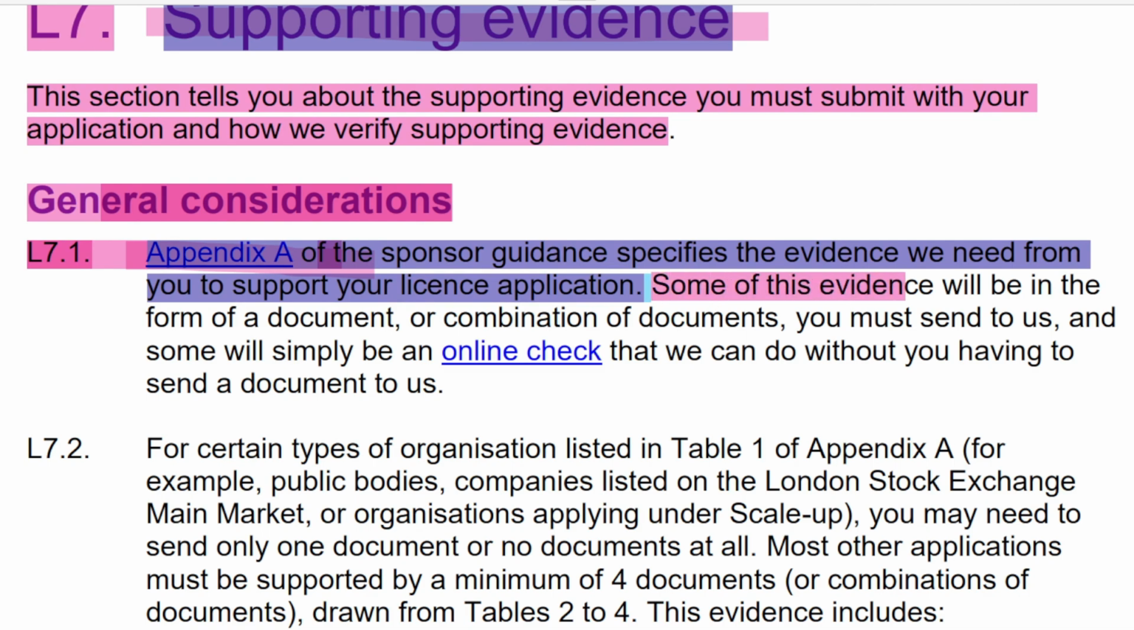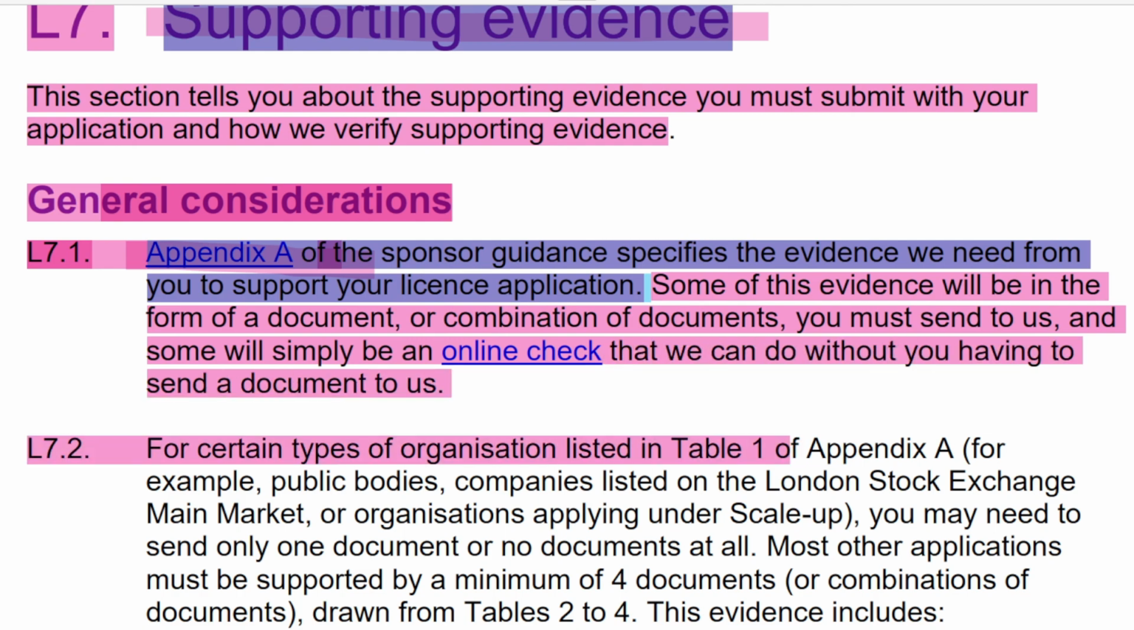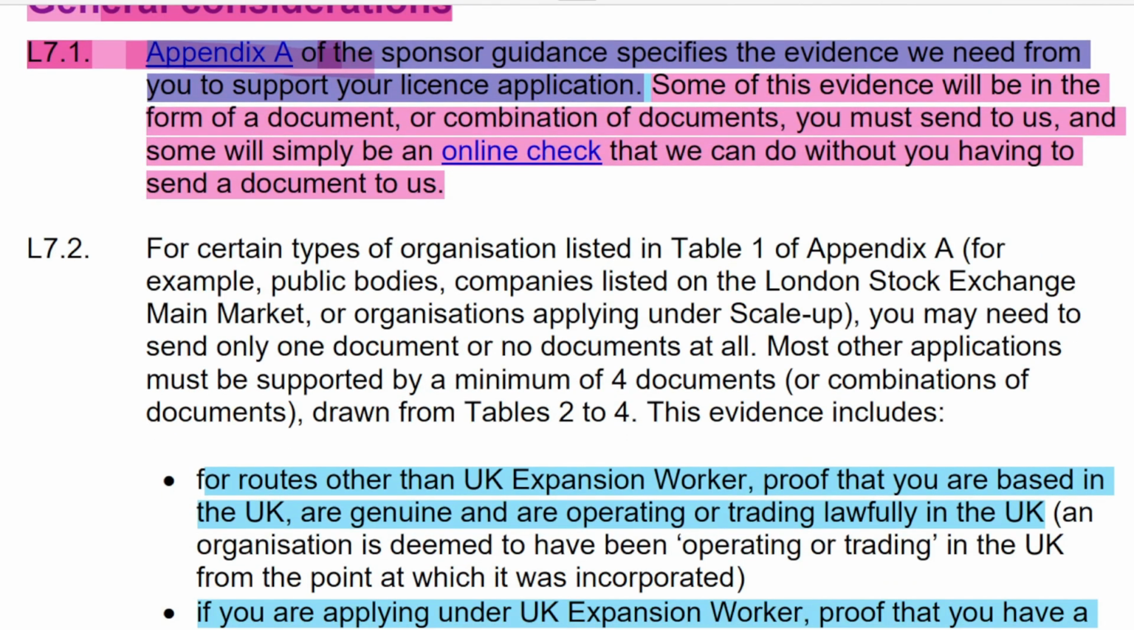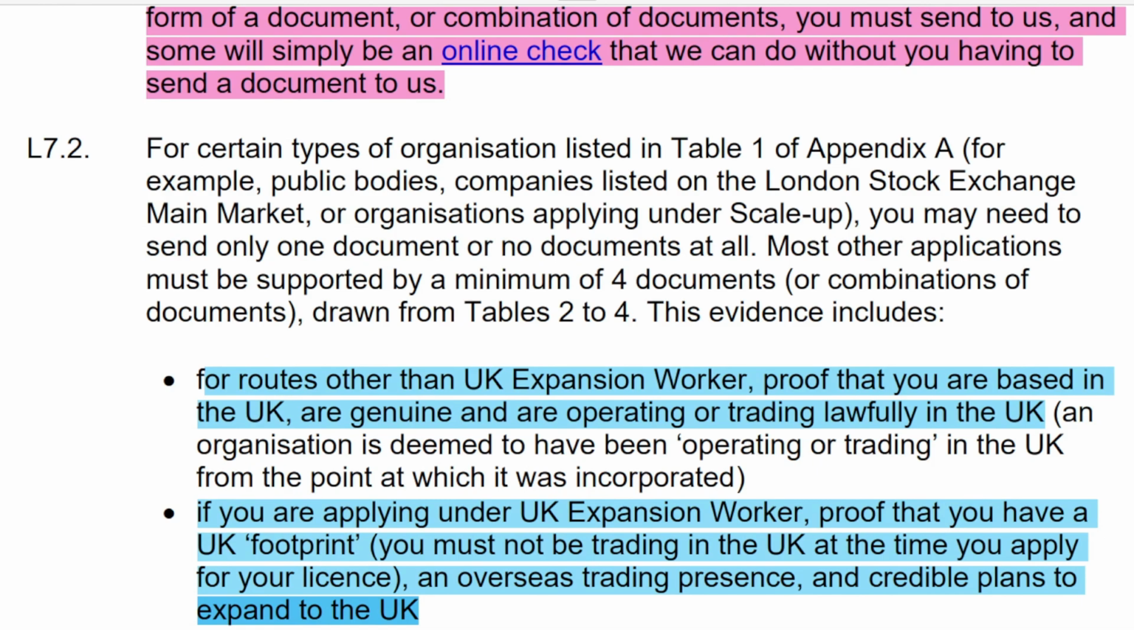Some of this evidence will be in the form of a document or combination of documents you must send to us, and some will simply be an online check that we can do without you having to send us the document. For example, anything which is online, the Home Office can check that. For example, the rating of your takeaway, the Home Office can check from the EHO website. So these are the basic things. If it's a big company registered on the London Stock Exchange, then the Home Office can check that as well.